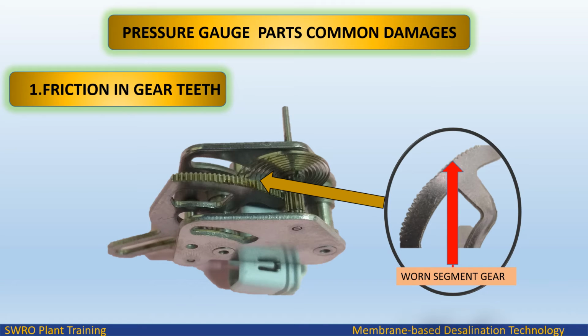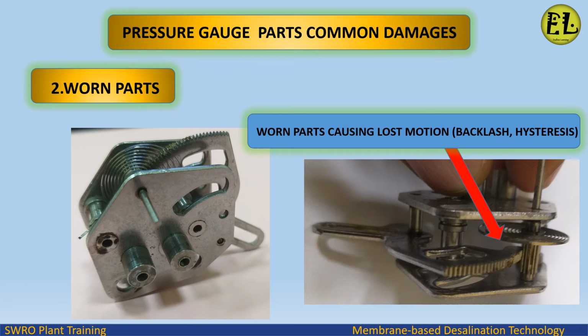Pressure gauge parts common damages: friction in gear teeth, worn segment gear due to mechanical vibration. Pressure gauge parts common damages: worn parts causing lost motion, backlash, hysteresis, due to mechanical vibration.